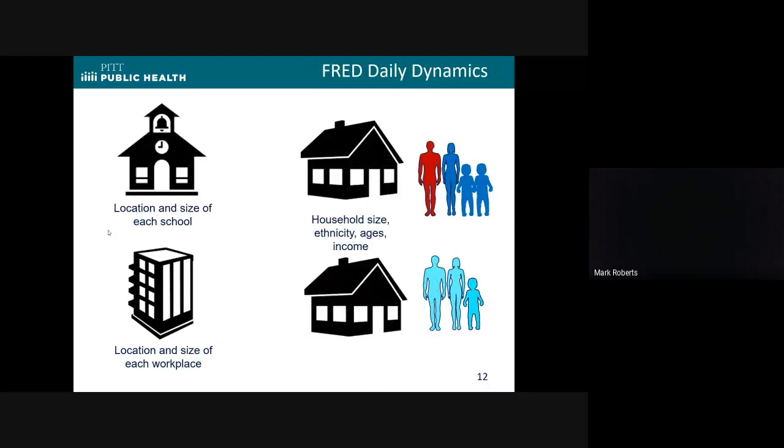So the way Fred works day by day, we have the location and size of every school, the location and size of every workplace. We have households. Here I'm showing just 2 households. One has 2 adults and 2 children. The other has 2 adults and 1 child. The guy in red there, let's say he just got influenza. He wakes up.